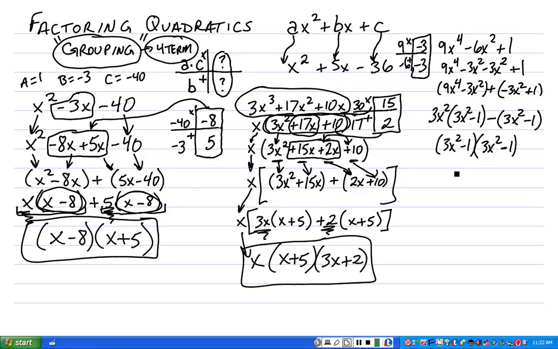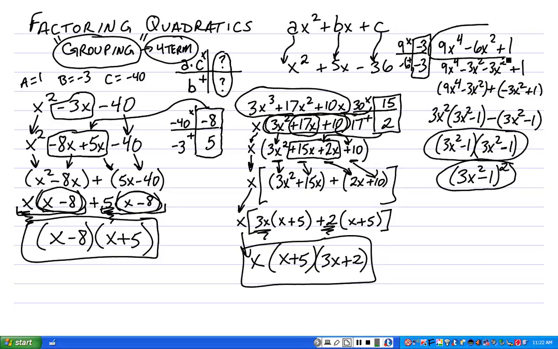And if you wanted to, you could simplify it by just writing 3x squared minus 1, squared. Okay? So here's the answer, or you could write it like this. It means the same thing. So if you multiply these two, you would get what you started with right here. Okay? So this is how to factor a quadratic using our grouping method.